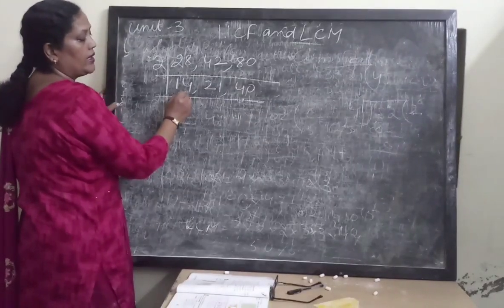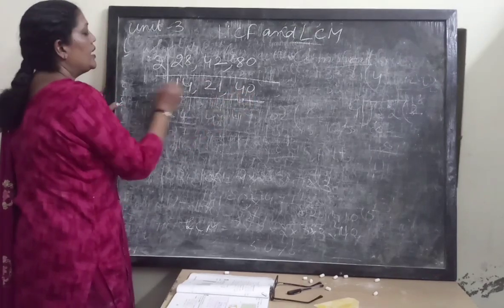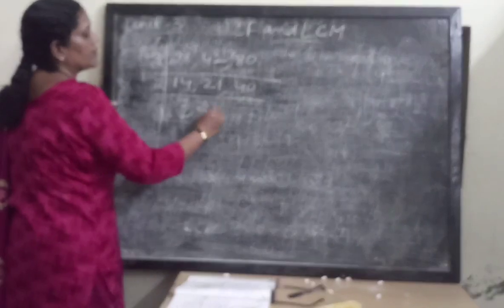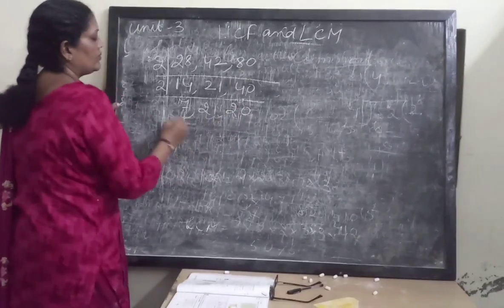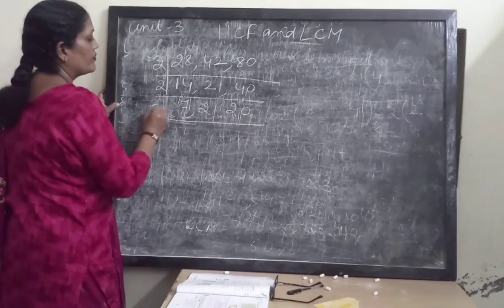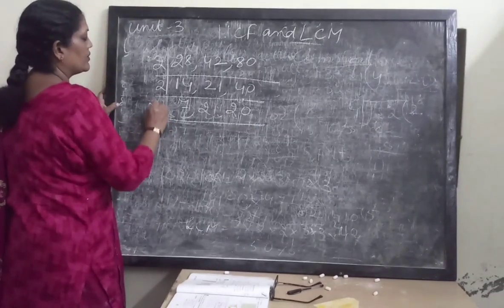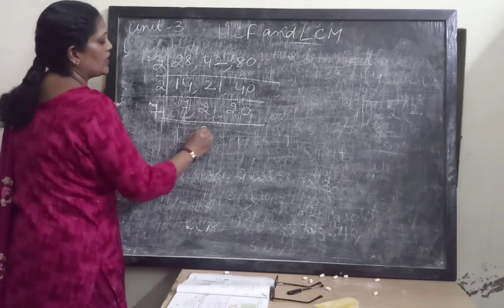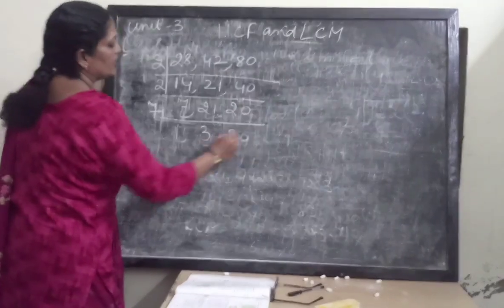Now students, here you can take 2 common also. This is divisible by 2, this is also divisible by 2. Take 2 outside. 7 2s are 14. 21 remains as such. 20. Then this is divisible by 3, you can take 3 outside. Not 3, 7. 7 1s are 7. It is divisible by 7. 7 3s are 21. Again 20 here.